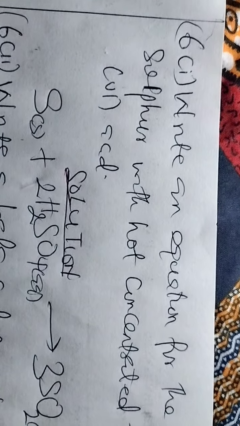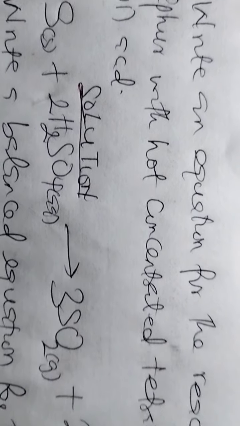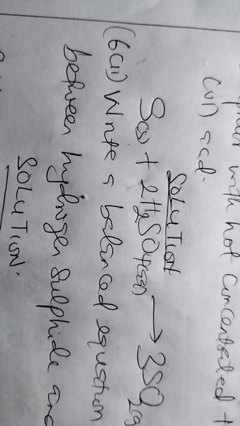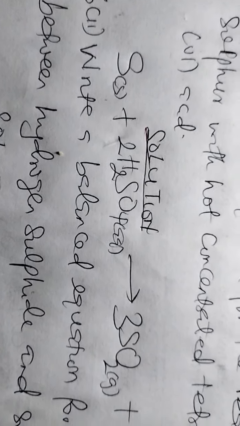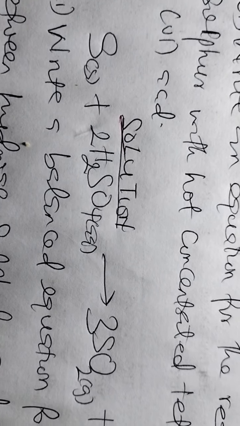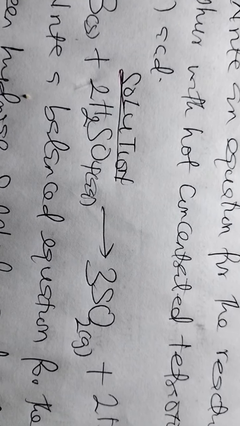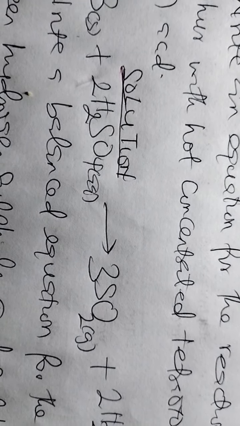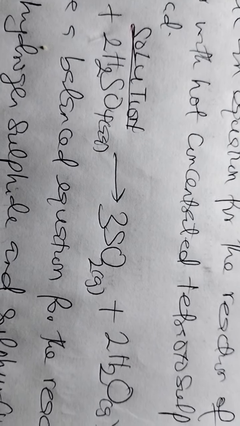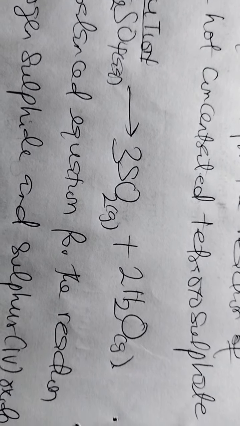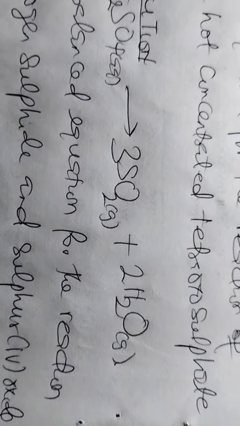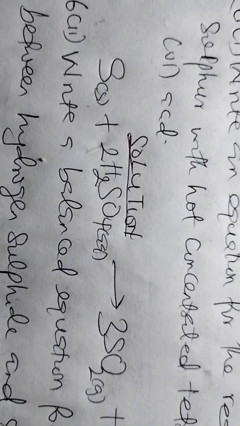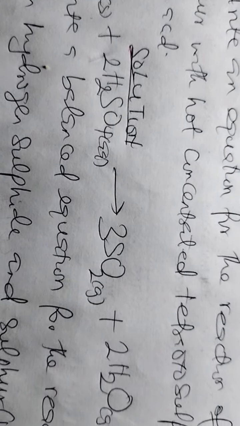CCI. Write an equation for the reaction of sulfur with hot concentrated sulfuric acid. Solution: you can see sulfur there, solid state, plus 2 molecules of H2SO4 aqueous, concentrated, giving us 3 molecules of SO2 gaseous plus 2 molecules of steam. That's the equation between sulfur and concentrated H2SO4.